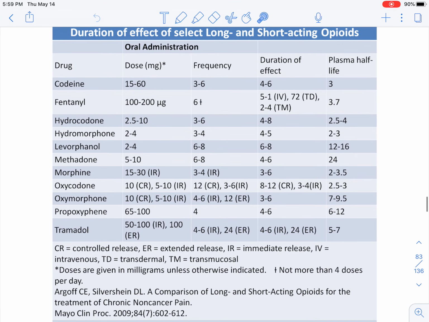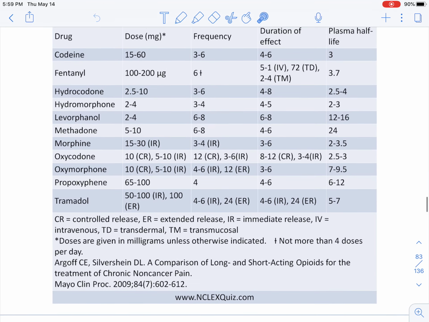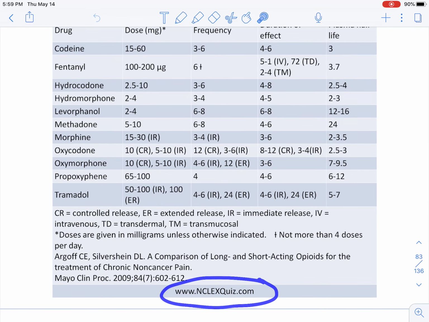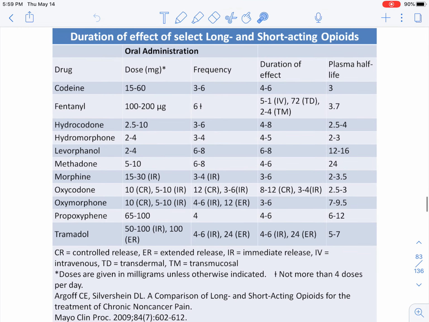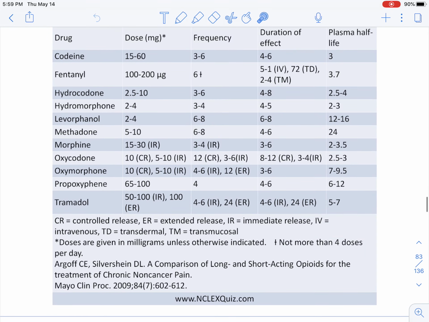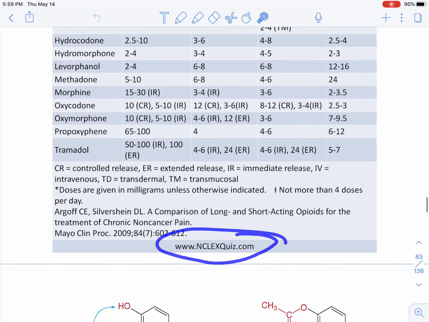I thought I would include this table for those who are going into nursing. I grabbed this from nclxquiz.com. It's a quick reference chart that describes the dosage, the frequency, and the duration of the effect for some of these opioid drugs: codeine, fentanyl, hydrocodone, hydromorphone, and the list continues. Feel free to check this out.